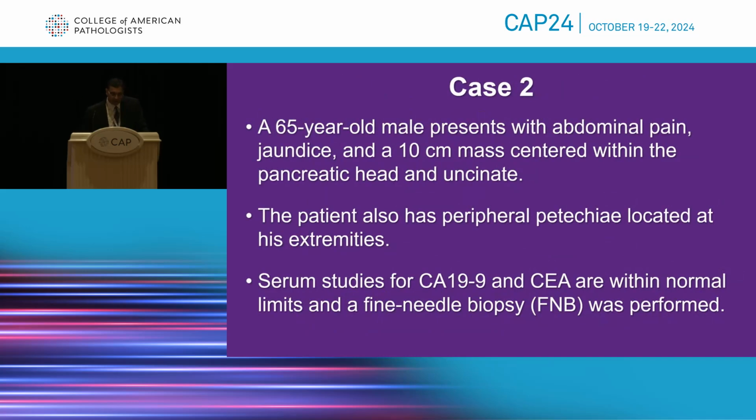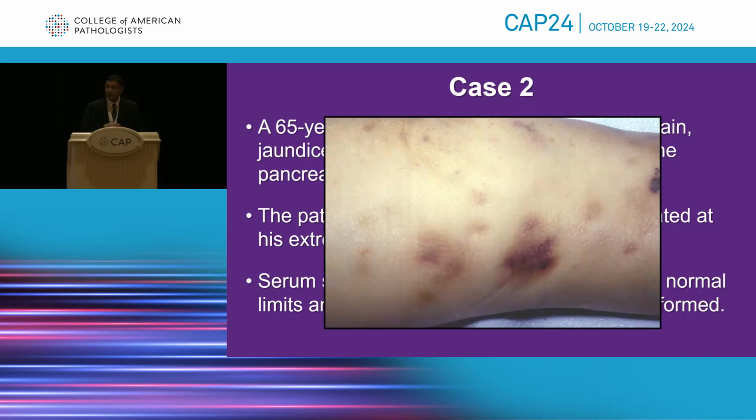Let's try another case, a 65-year-old male with a similar history as the prior, but now with a much larger mass, measuring 10 centimeters, involving both the pancreatic head and uncinate. Interestingly, the patient also presented with peripheral petechiae involving his extremities, his legs, his arms. In fact, one of the medical students saw him and mentioned that he looked like he had been in a fight. It seemed like he had numerous bruises all over his arms and legs.